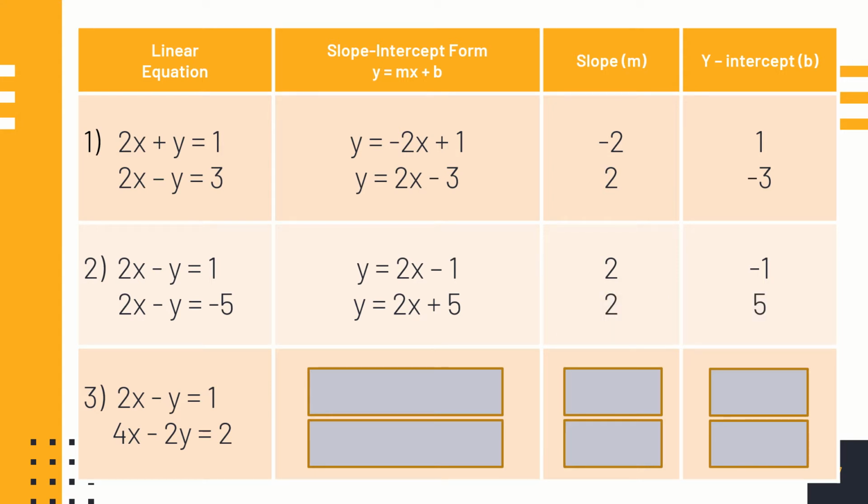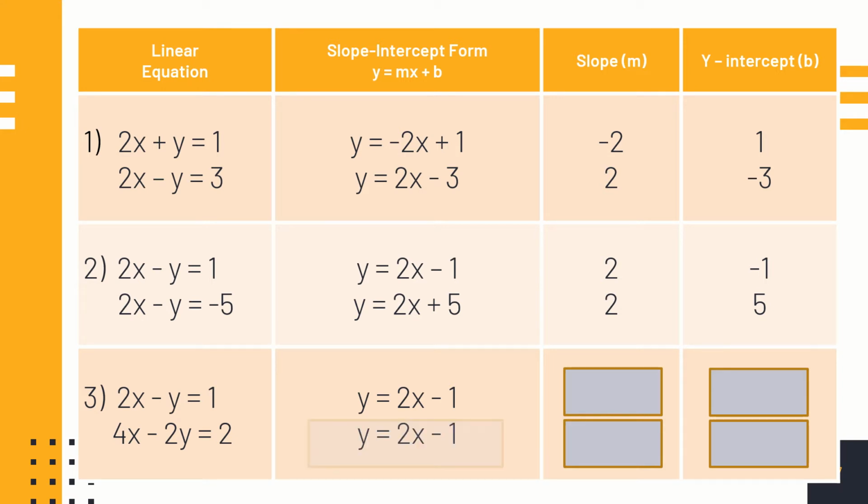How about the last one? If we have 2x minus y equals 1 and 4x minus 2y equals 2, what will be the equations in slope-intercept form? Correct. The first equation will be y equals 2x minus 1. How about the second equation? Correct. It is y equals 2x minus 1. Obviously, the value of their slope and their y-intercept will be positive 2 and negative 1 respectively.